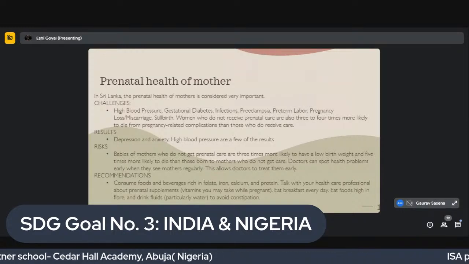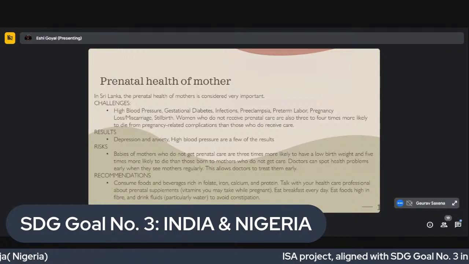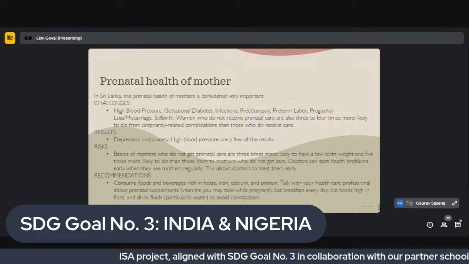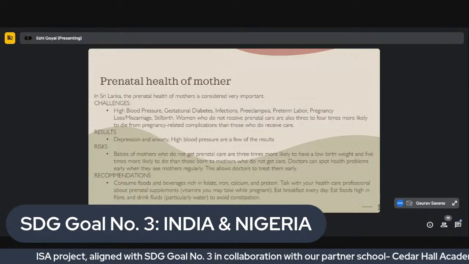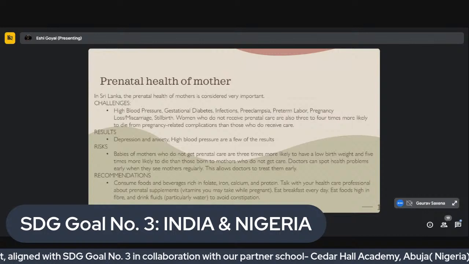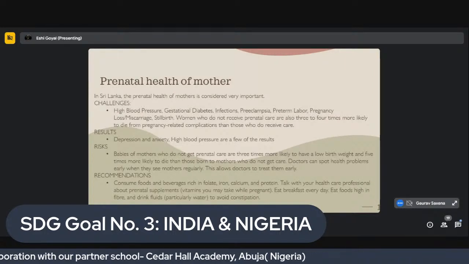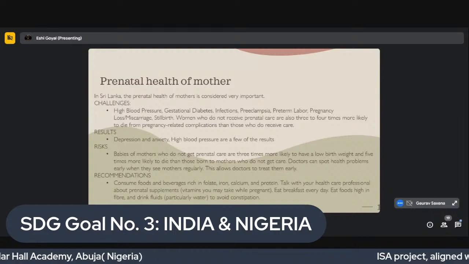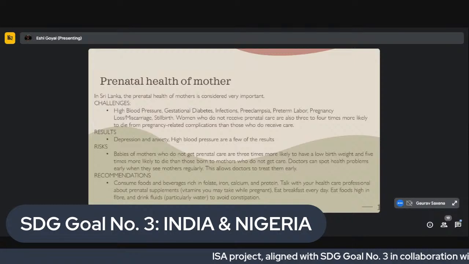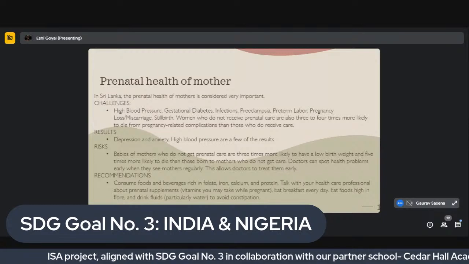Results: depression and anxiety, high blood pressure are a few of the results. Risks: babies of mothers who do not get prenatal care are 3 times more likely to have a low birth weight and 5 times more likely to die than those born to mothers who do get care. Doctors can spot health problems early when they see mothers regularly. This allows doctors to treat them early.